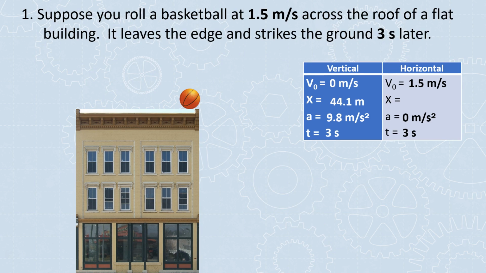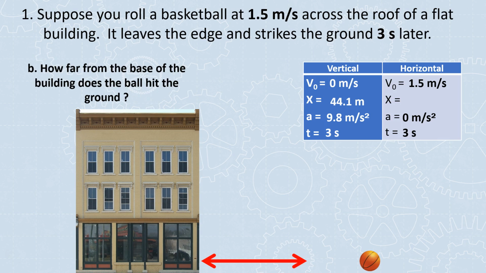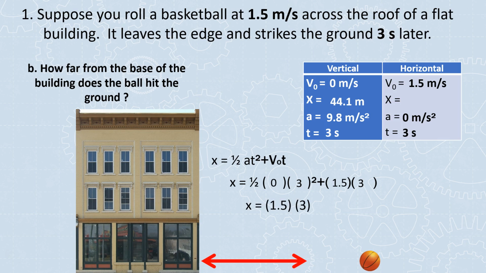Now, I want to find the horizontal distance that it traveled, or how far it ended up from the base of the building. Final velocity is not included. I'm using horizontal information to find a horizontal distance. There's my horizontal acceleration, my horizontal time, my horizontal initial velocity, my horizontal time again. That zero makes everything in the front half of the equation go away. 1/2 times 0 times 3 squared is just 0. 1.5 times 3 gives me my final answer. I used my horizontal information to find a horizontal distance.